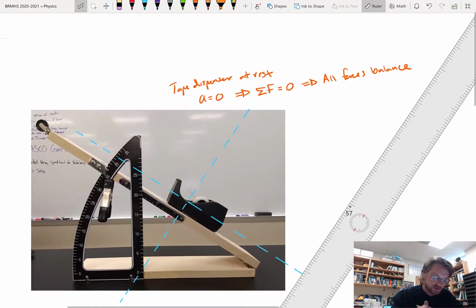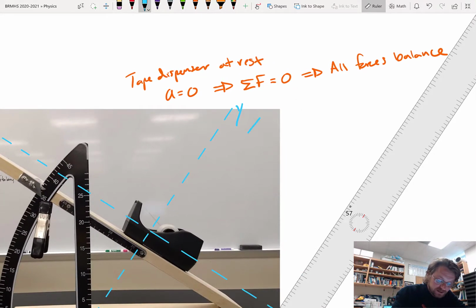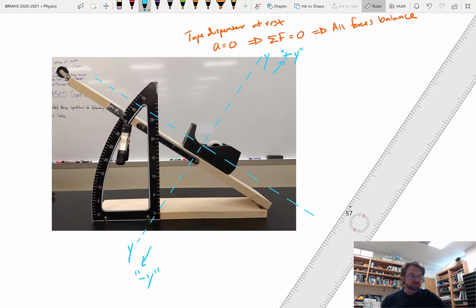So this blue line that I've drawn perpendicular to the plane, I'm going to call the y-axis, right? Because that's what was vertical, but now it's tilted because we're inclined. So that's the positive y direction, which means down here this would also be the y-axis, but this would be the negative y direction. One direction is positive, the other is negative.